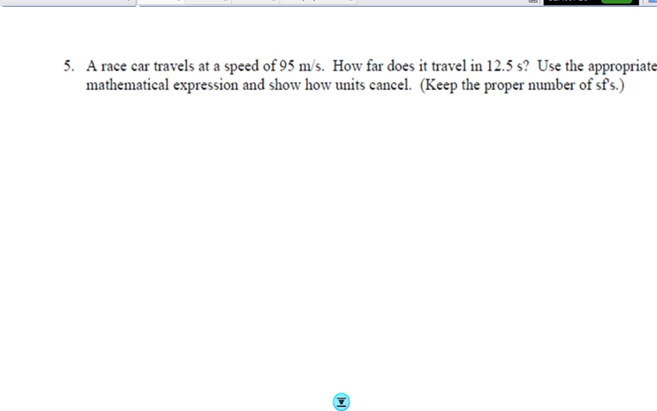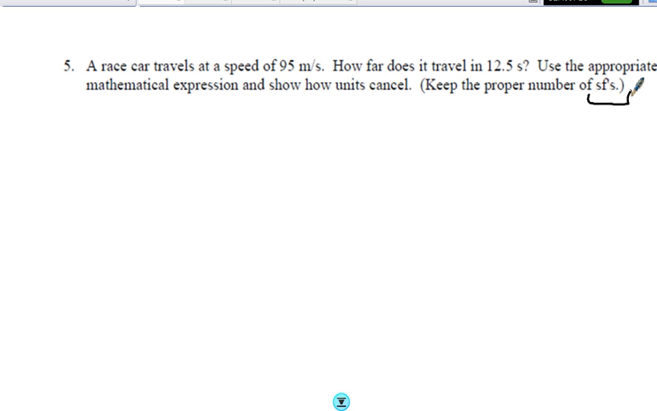Alright, last question. This is a word problem. A race car travels at a speed of 95 meters per second. How far does it travel in 12.5 seconds? Use appropriate mathematical expressions and show how units cancel. Keep the proper number of sig figs.